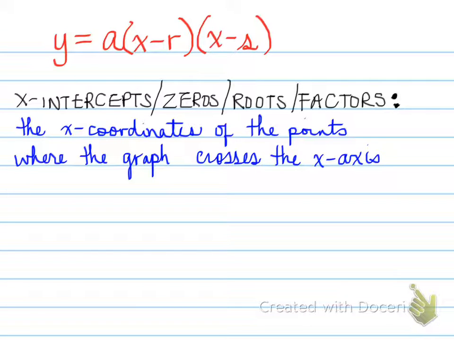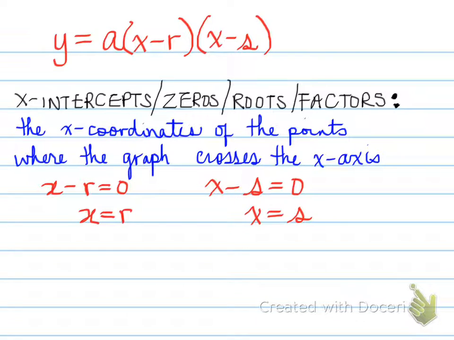Now, what other pieces do we need to know? Well, x equals R, or x, sorry, let's try that again. We set the bracket equal to 0. That means this is a 0 and this is a 0. So we set each bracket equal to 0. What does that mean? X is equal to? Well, x is equal to R and x is equal to S.